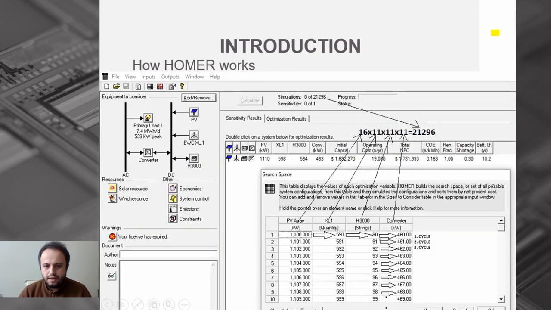As I stated before, the search space generation is the hard part of Homer, because the user cannot know how much PV panel is needed, or how much of the other components are needed. Firstly, it starts with random values, then it updates the search, and Homer's search space has errors. So this is the negative part of Homer.